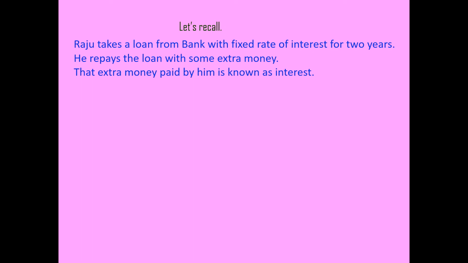Let us take an example. Raju takes a loan from a bank with a fixed rate of interest for 2 years. He repays the loan with some extra amount. This extra money paid by him is known as interest. Now we have learned interest. One was simple interest and now we are learning compound interest.